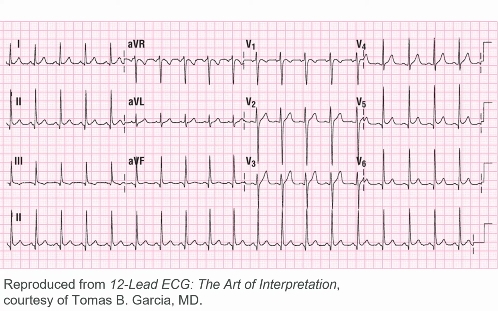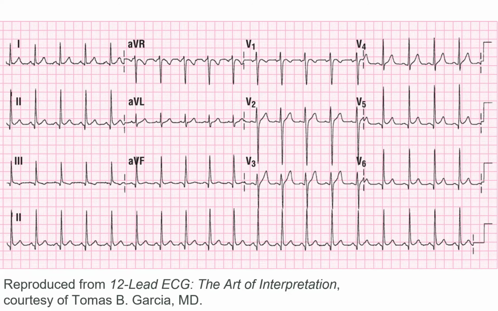Let's analyze V1 for QRS duration or QRS width. I'm looking at this beat right here. From the J point, which is the beginning of the QRS, kind of on that thick line, to the J point, it looks like we're right at 3 boxes.